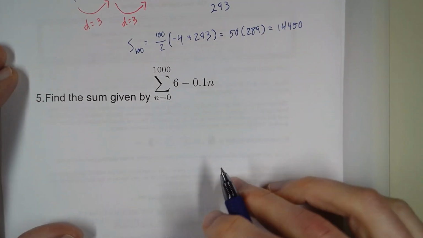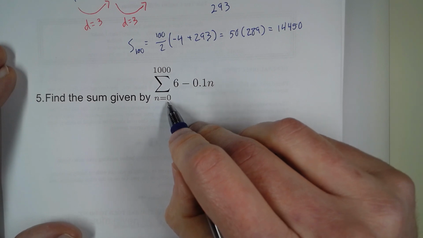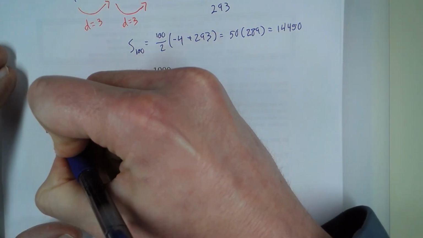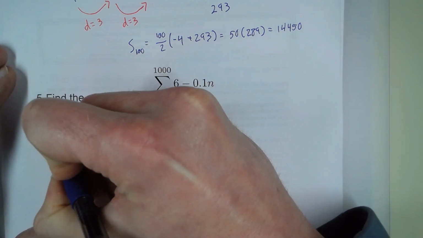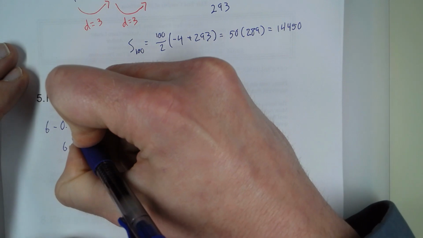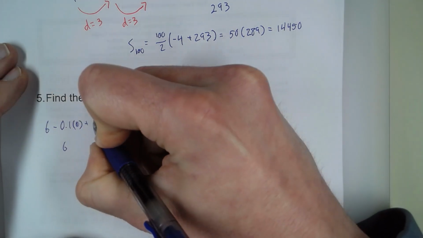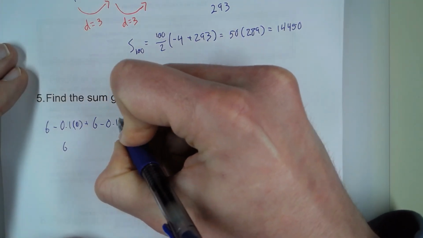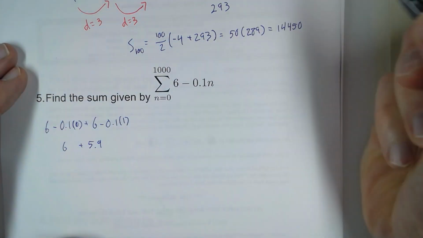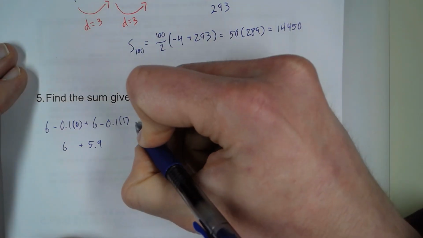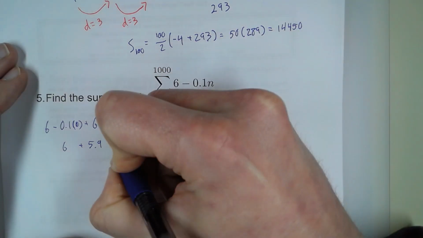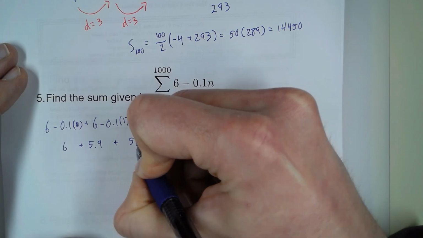Now here for number 5, here we're plugging in 0 for our first term. So it's 6 minus 0.1 times 0, which is 6. Now we plug in 1. 6 minus 0.1 times 1, so that's 5.9. Then we plug in 2. 6 minus 0.1 times 2, and that's 5.8.